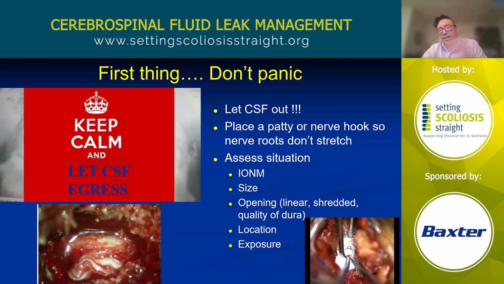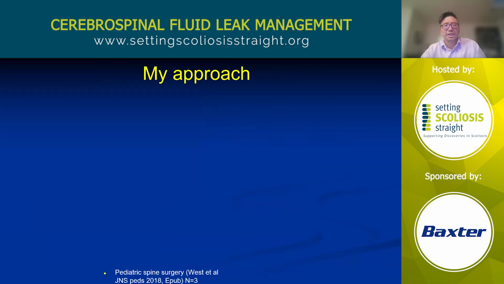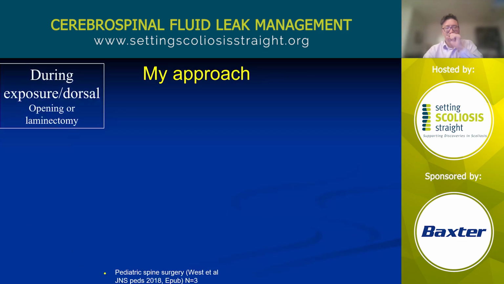And then just reassess. I do some nerve monitoring, make sure things are okay. Typically it is. Check the size of the opening, the shape, location, exposure, and I'll touch on each of these in a little bit more detail. So my general approach, as we talked about, there's not a ton of literature on how to approach this. I tried to formulate it into an algorithm, although with a caveat that I don't really have a set algorithm.